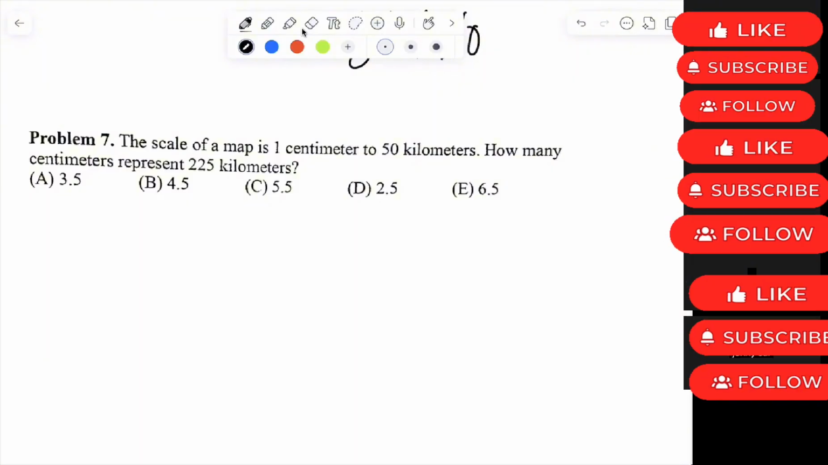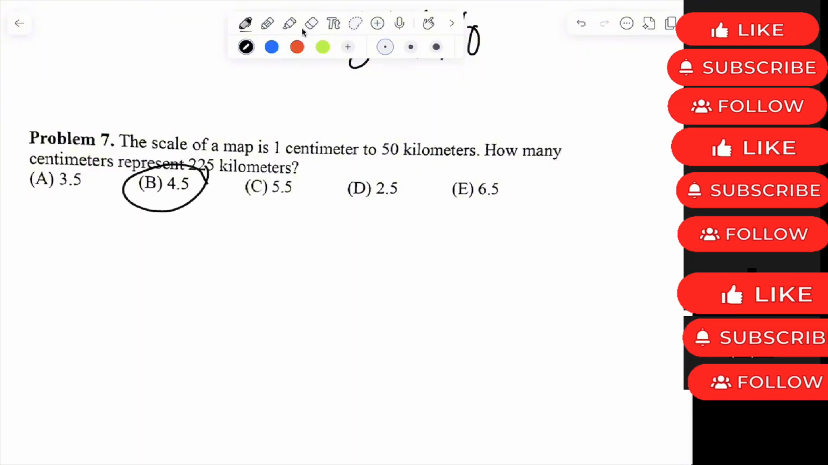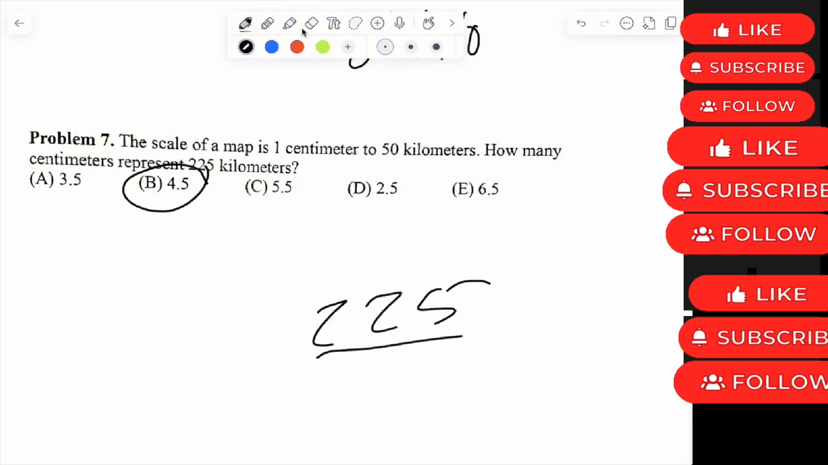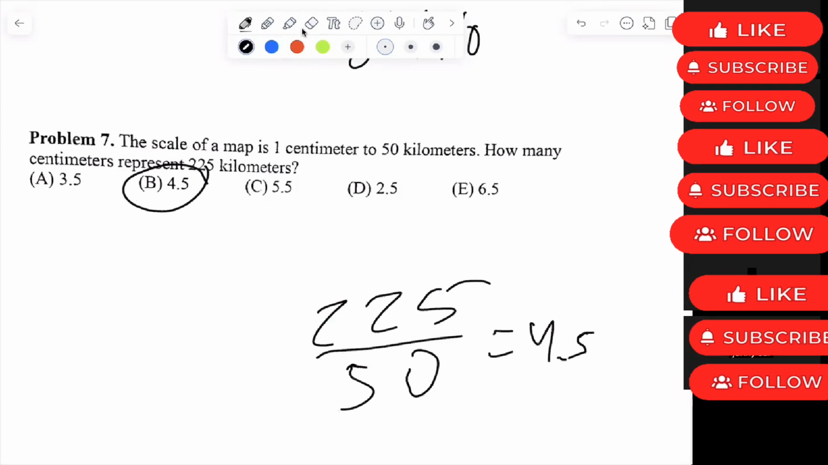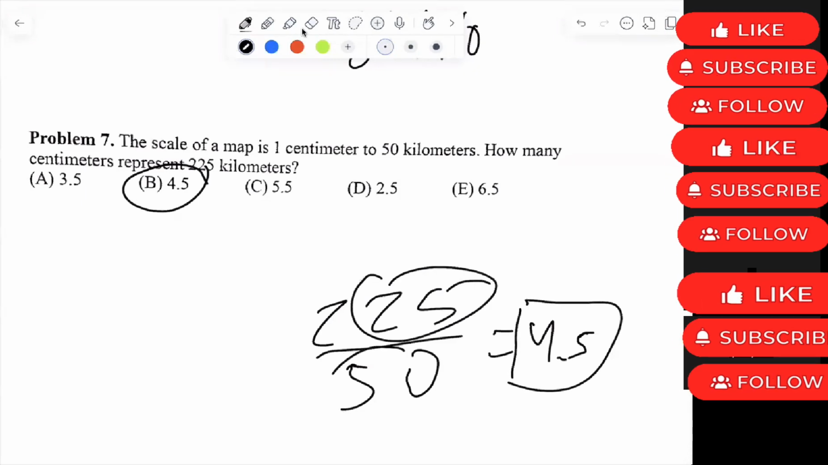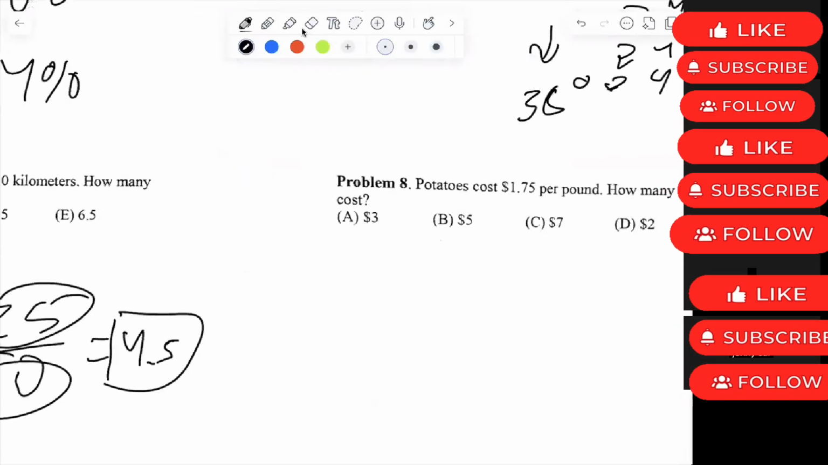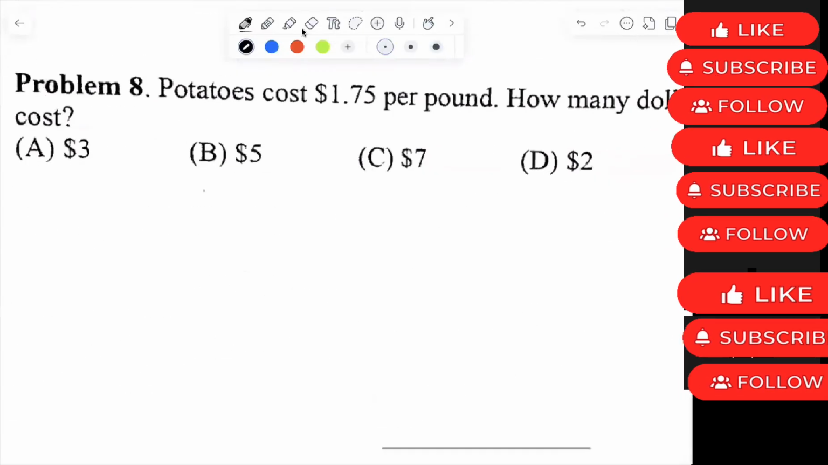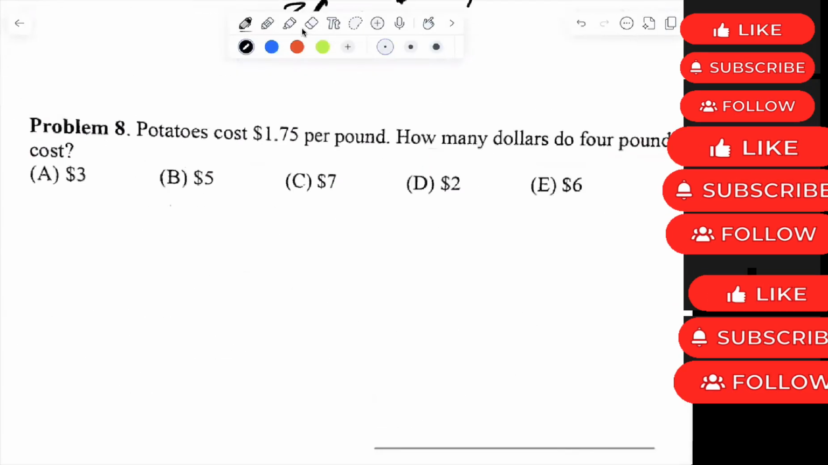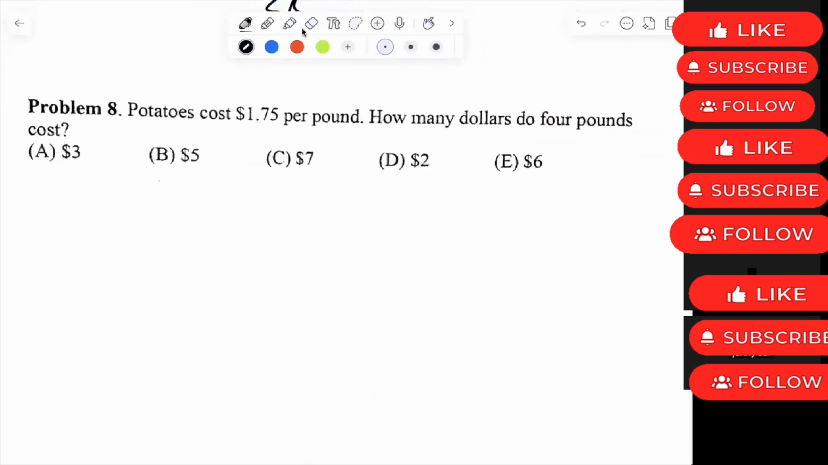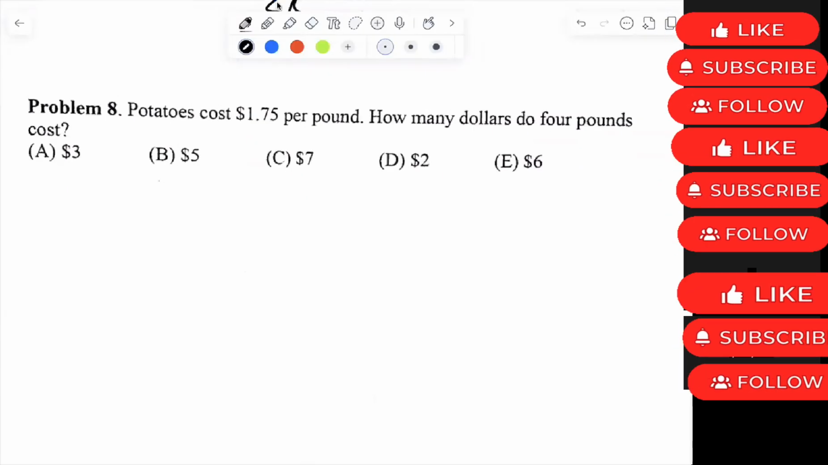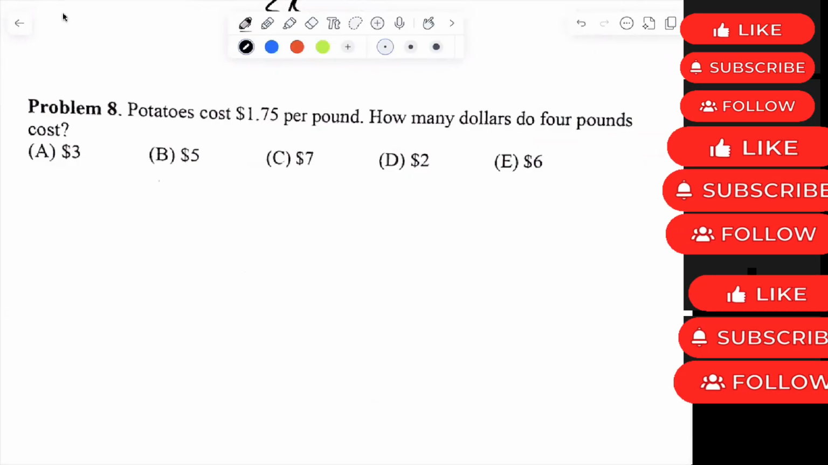But if we do the math, 225 divided by 50 is equal to 4.5 exactly. Since you got an extra 25 divided by 50, that's 1/2, or 4.5. Right? Now let's move on to problem 8. Potatoes cost $1.75 per pound. How many dollars do 4 pounds cost? I'll just try this question and tell me the answer in chat.